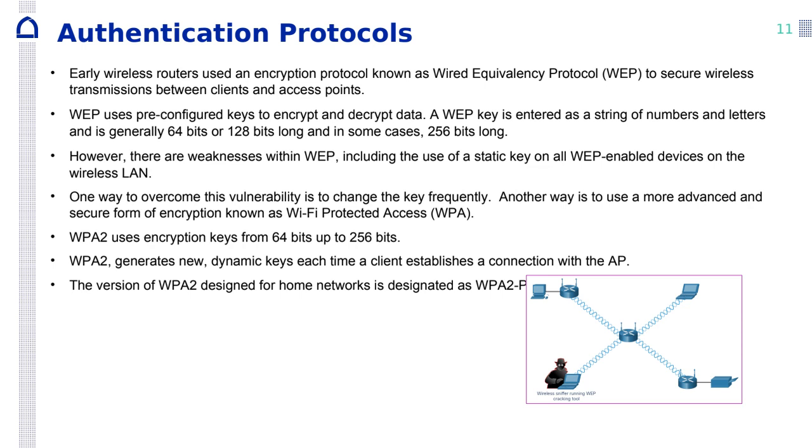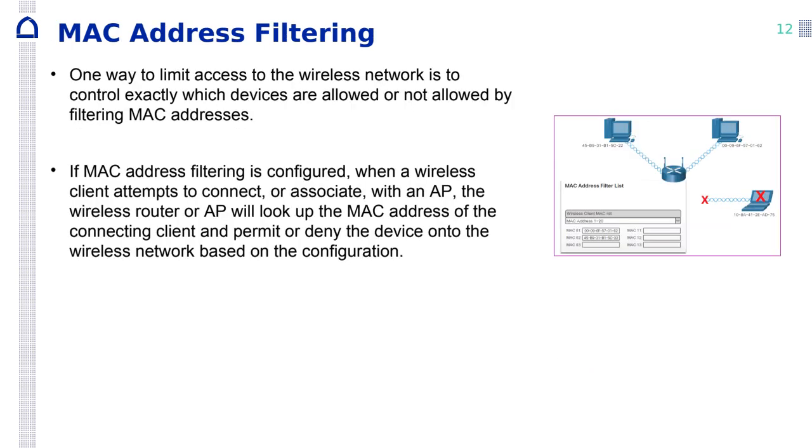Another way is to use more advanced and secure form of encryption such as WPA. WPA is more secure. And even WPA2 uses 256 bits and it creates dynamic keys. So the keys keep changing. Okay. And the version of WPA designed for home networks, they use WPA2 PSK, the one that we just used now in our lab 10. Okay. Any questions on this chapter?